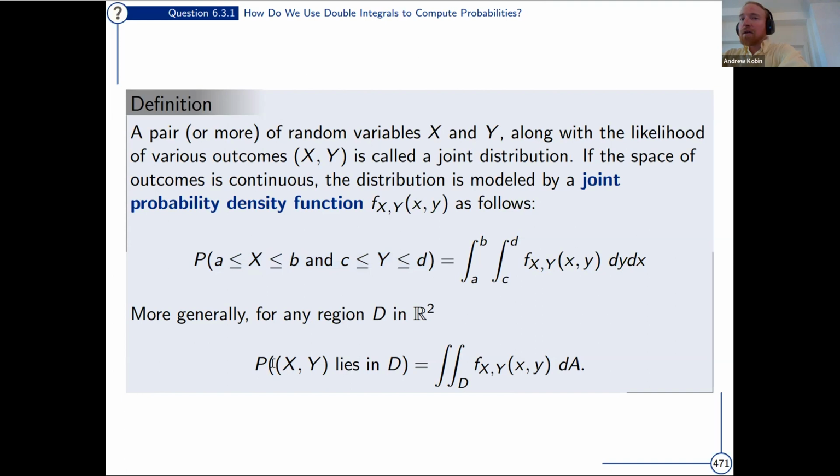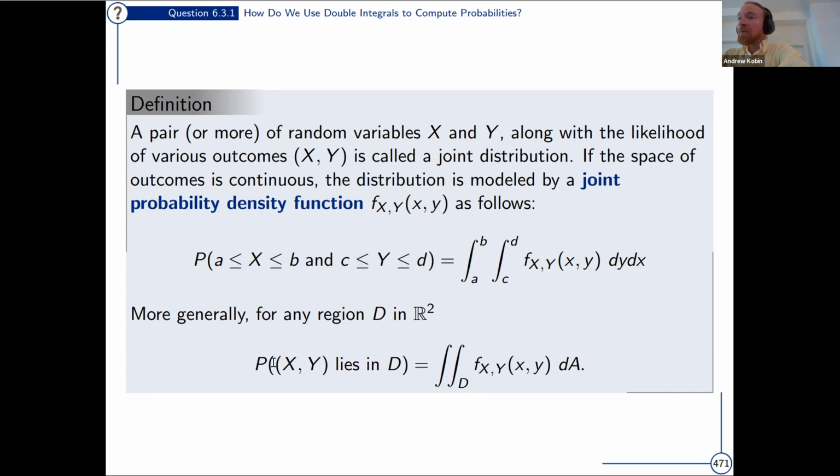We could ask for the probability that the pair of outcomes x comma y for our two variables lies in some region D in the xy plane. So this D could be the interior of a circle. This could be a triangle or the area between two curves or something more complicated that we've seen a few examples of in the last few videos.